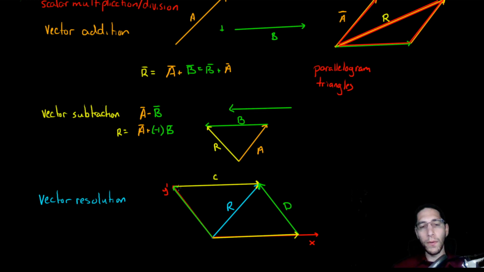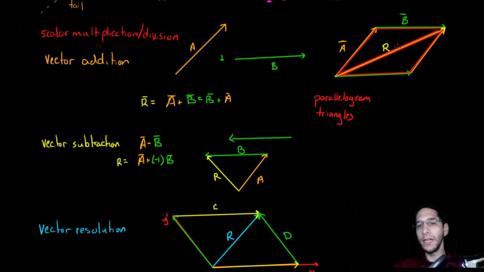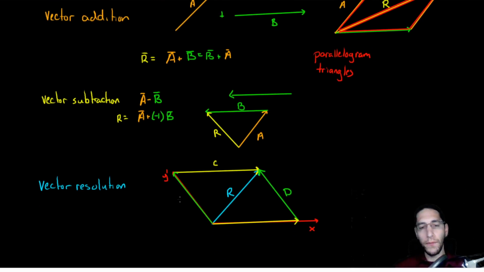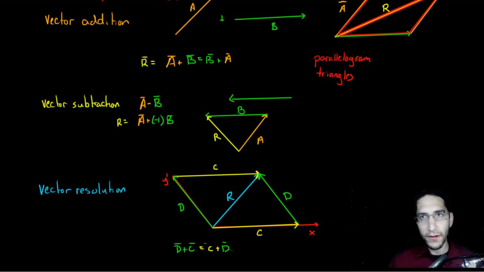And we see exactly what we saw with addition. If we do D plus C, we're going to get to R. Or if we do C plus D, we're going to get the same resultant. So this is resolving vectors, when we break up our vectors into components along different axes.